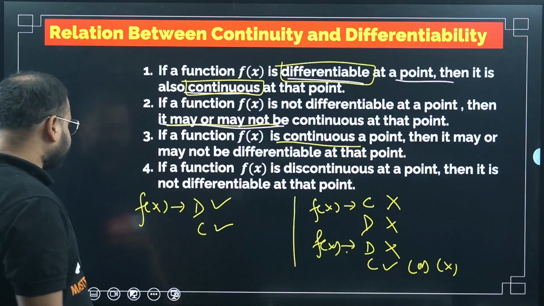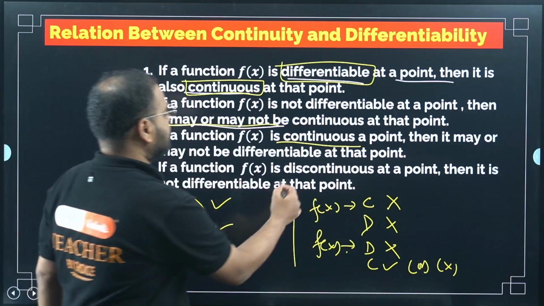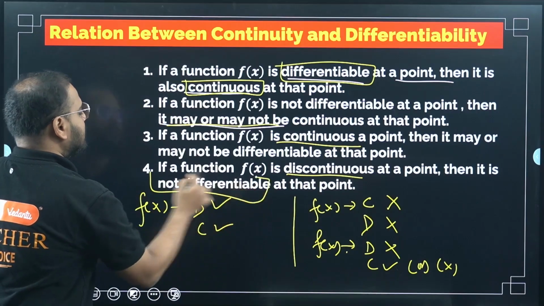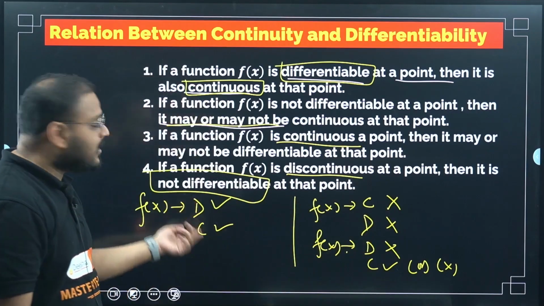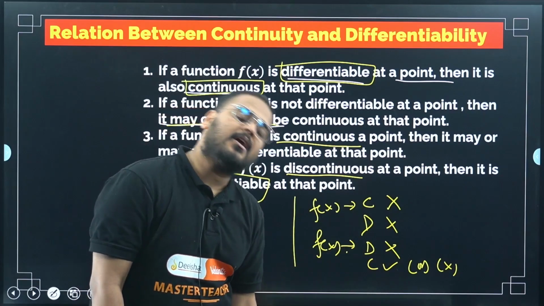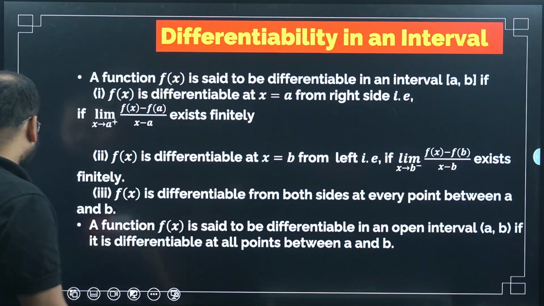Last point: if a function is discontinuous, then it will not be differentiable. If the function is discontinuous, then it is not differentiable. So in this situation, not continuous, not differentiable. Differentiable implies continuous. Continuous may or may not be differentiable. I hope this is clear. I've taken both the examples, so I'm explaining the same point.